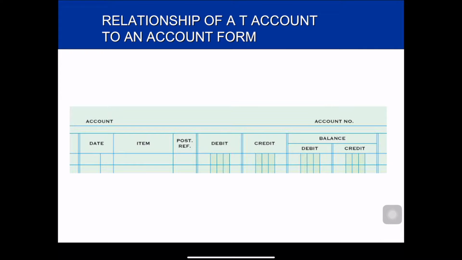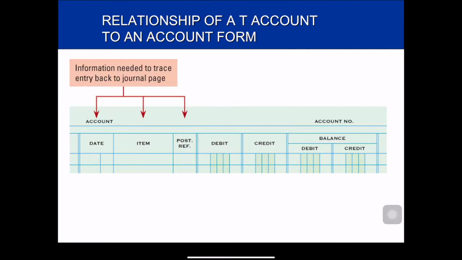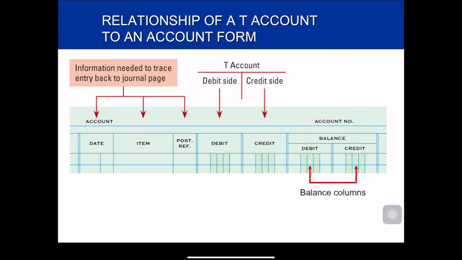This is what your account form looks like. Information needed to trace back an entry into a journal page. So you're going to have something that looks like that. The T account, you can see the debit side, the credit side, and this is where you're going to transfer numbers into this account, and then you'll have balance columns so that each account will be brought up to date. So every day you know exactly how much is in each account.